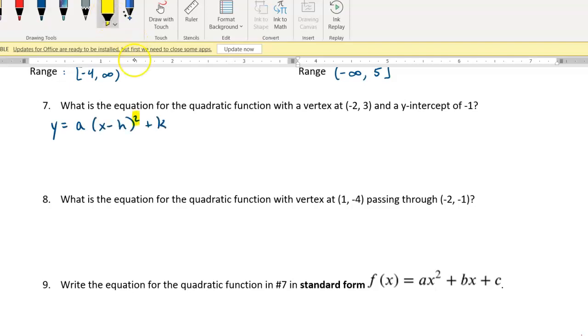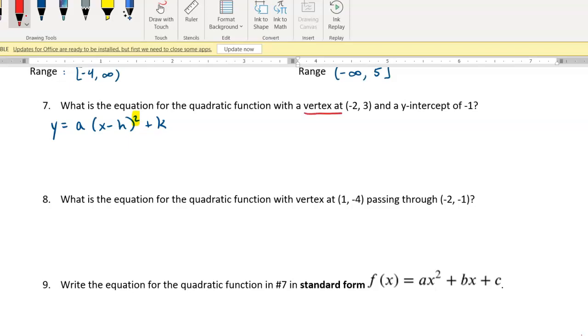Now it's important to remember that this is a quadratic, so you should have a square there. One of the most common mistakes is people just get excited and forget about that little square and then get frustrated when they lose points on a test. So don't forget that, because that identifies the fact that we are working with a quadratic.